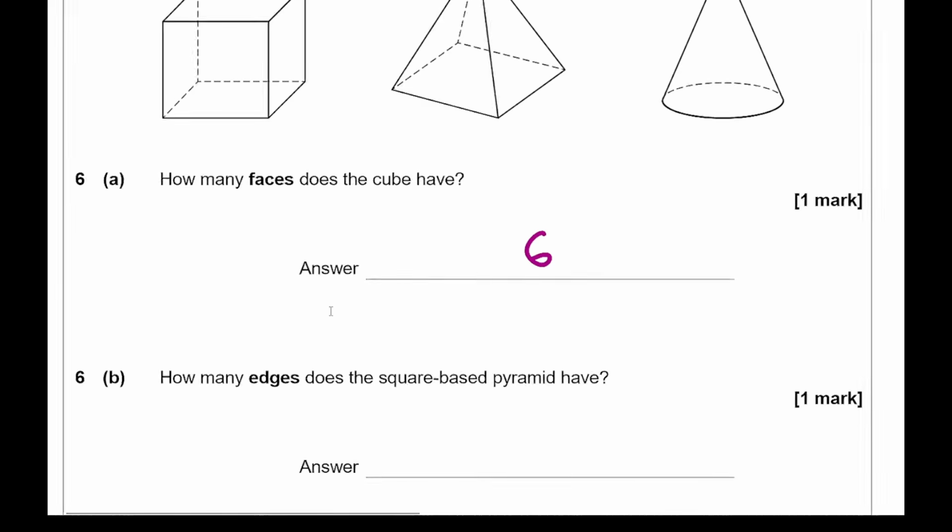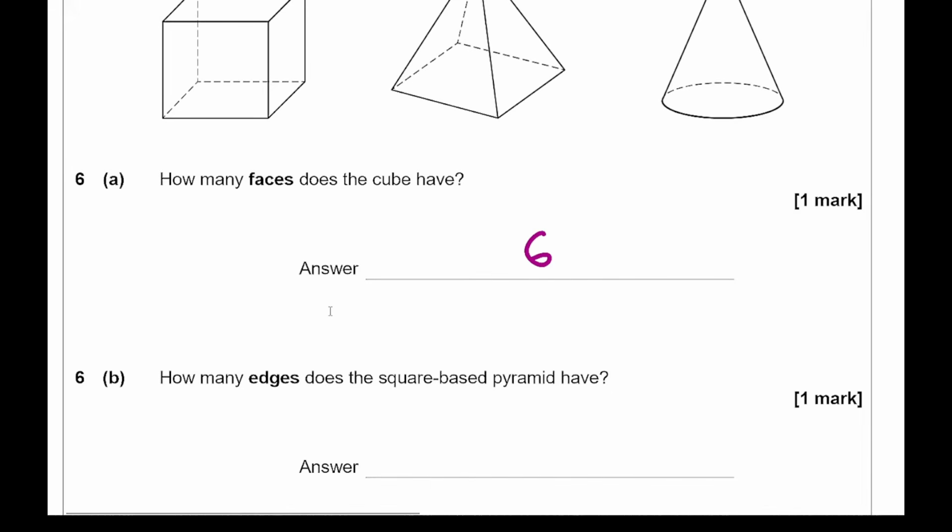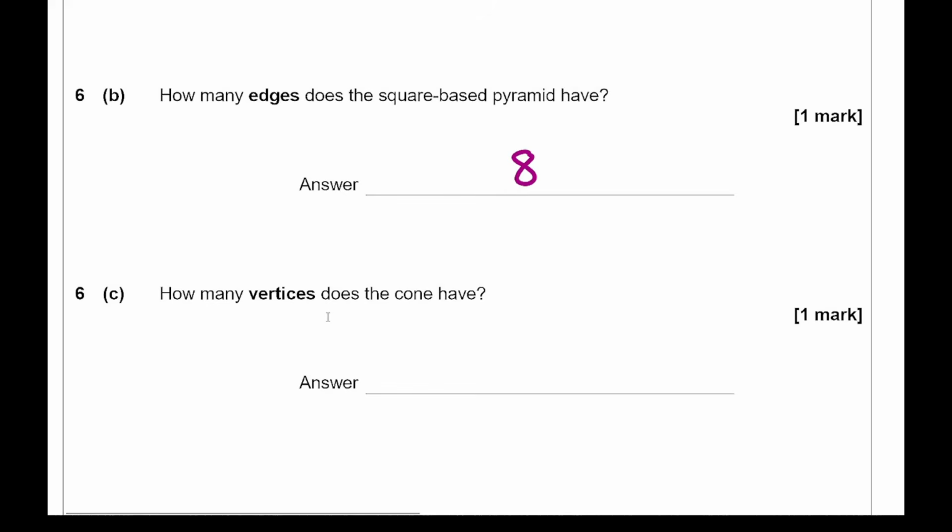It then says how many edges does the square base pyramid have? Well, that's going to be the straight lines. So if you count up the straight lines in the square base pyramid, including the sides that you can't see, you should find that we've got 8. And for the last part, it says how many vertices does a cone have? Vertices is basically a corner or a point, in which the answer should just be 1.